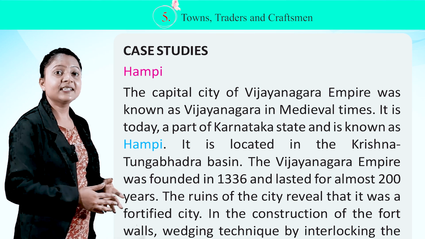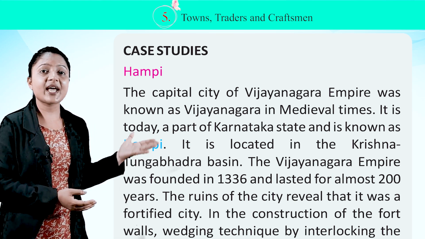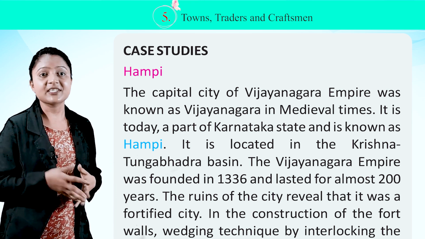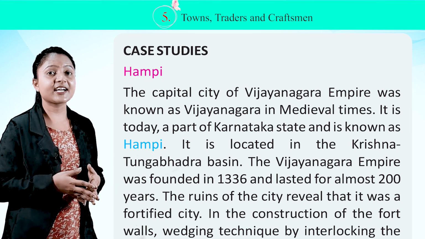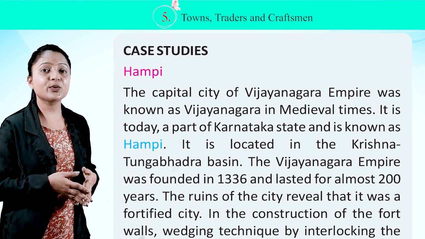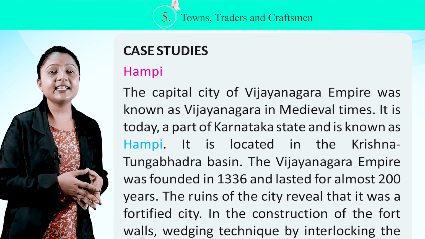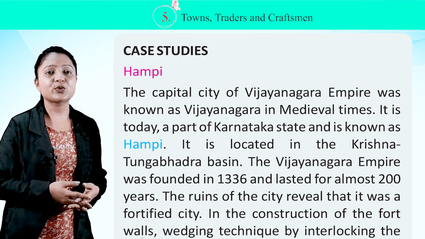Case study: Hampi. The capital city of the Vijayanagar Empire was known as Vijayanagar in medieval times. It is today a part of Karnataka state and is known as Hampi. It is located in the Krishna-Tungabhadra basin. The Vijayanagar Empire was founded in 1336 and lasted for almost 200 years.